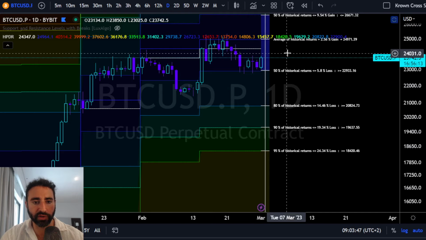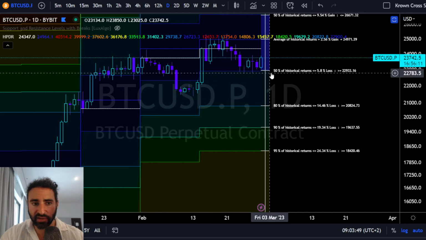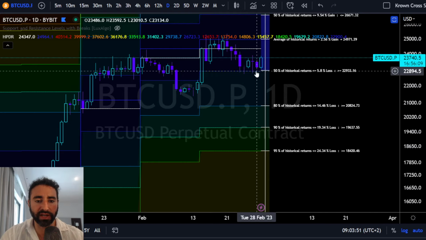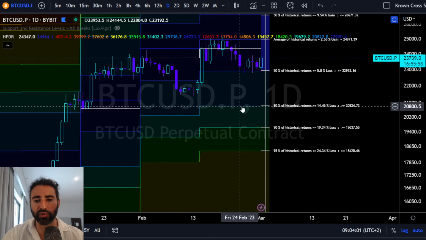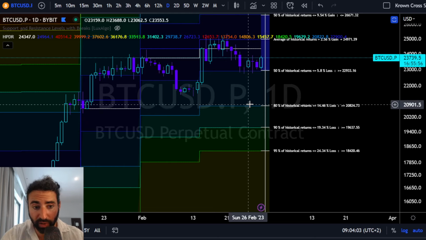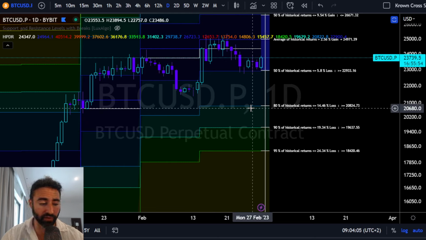Anyways, back into the last chart of the day. Daily HPDR ranges here. We can see the 50% of historical returns range lows still holding up on a closing basis, which is about 22.9. So either a 12-hour or daily closure below there, very likely going to see a move back down below 22, probably below 21 with a bounce along the way.